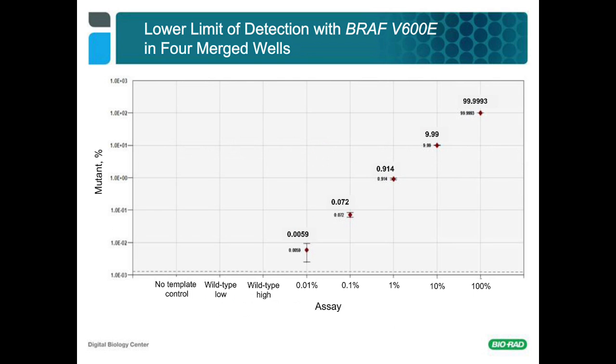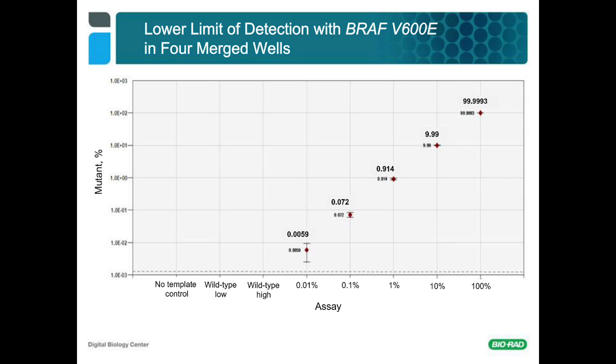This is the same assay with a 10-fold lower LOD in 4 merged wells. Each of our validated assays are tested to 0.1% in a single well, but all can achieve much greater sensitivity by the addition of more wells, more target DNA, and the merging of data.